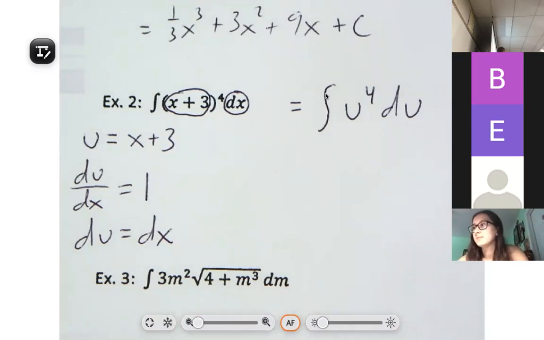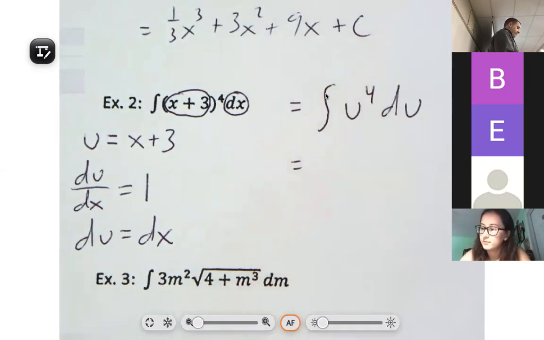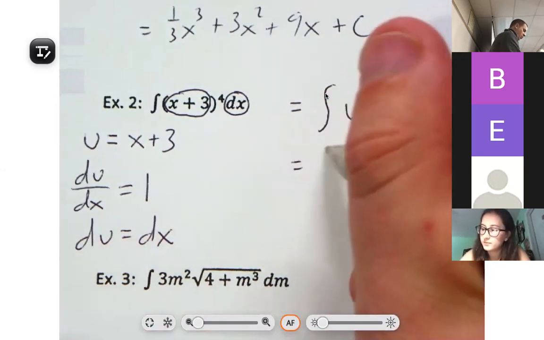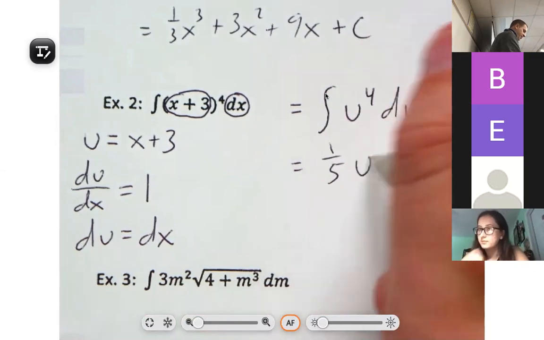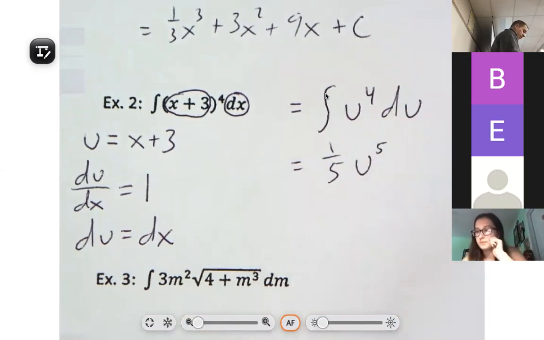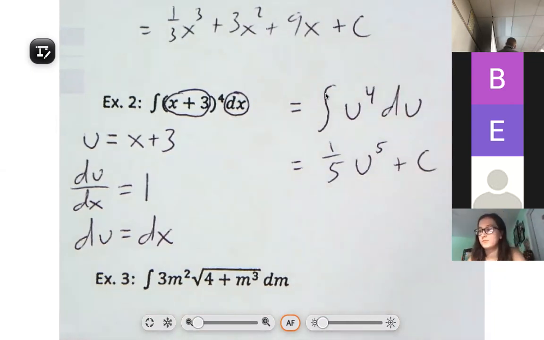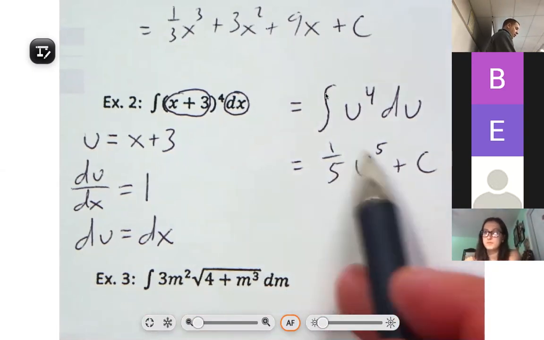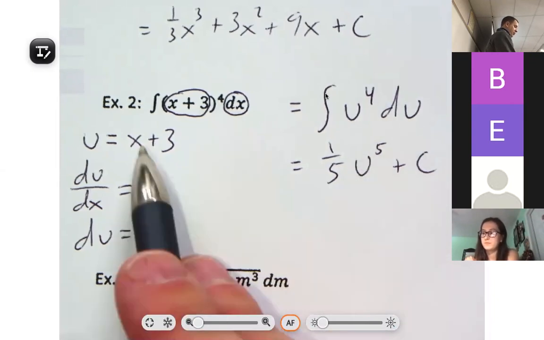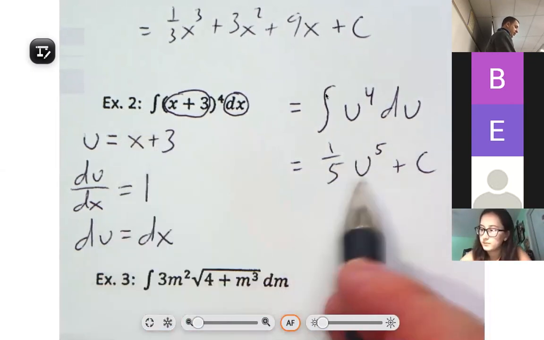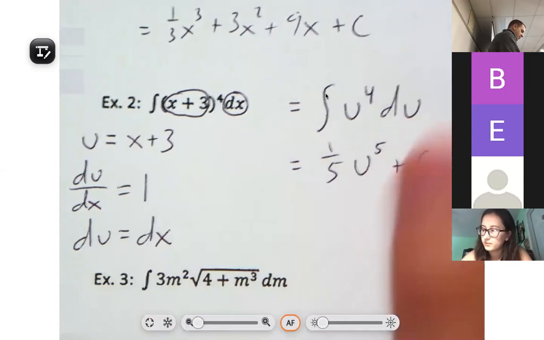Once you get here, now it's just your normal integration, your power rule. So I'm going to bump this up to 5 and divide by it. So it'd be like 1/5 u to the fifth plus c. And then the very last step is do your back replacement. Take what u was and replace it back with what u was to begin with. So instead of putting a u here, I'm going to replace it with x plus 3.